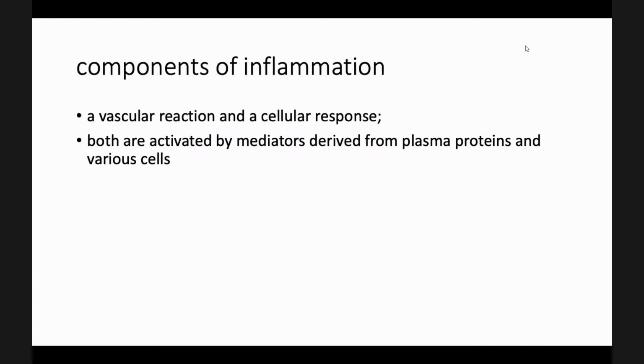So what are the components of inflammation? There is a vascular reaction, and there are cells involved. Both these blood vessels and cells are activated by mediators that are derived from plasma proteins and various cells. Basically, these inflammatory cells, along with the blood vessels and plasma proteins, will continue this inflammatory process.